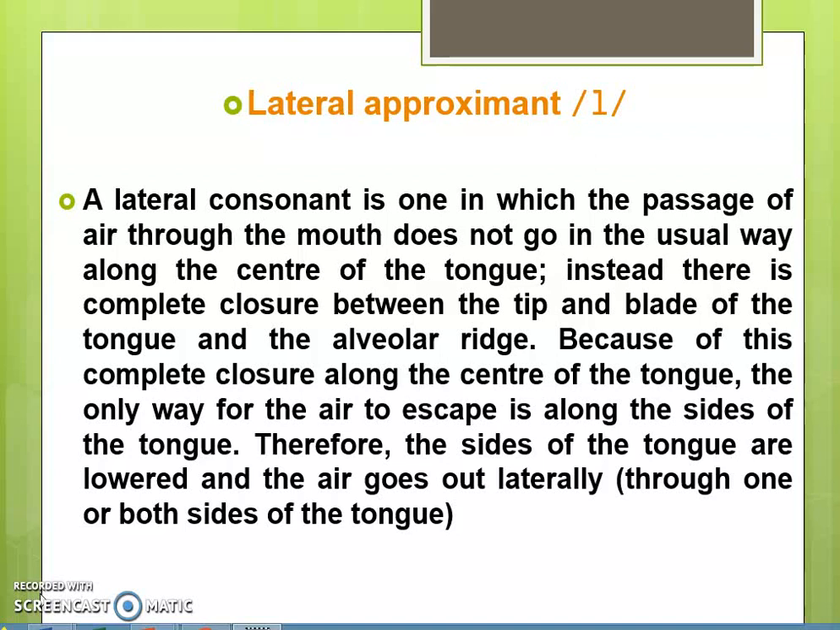That's why we say that in a lateral consonant, the passage of air through the mouth doesn't go in the usual way along the center of the tongue. Instead, there is a complete closure between the tip and blade of the tongue and the alveolar ridge, and because of this closure along the center of the tongue, the only way for the air to escape is along the sides of the tongue. So the sides of the tongue are lowered, and the air goes out laterally through one or both sides of the tongue.